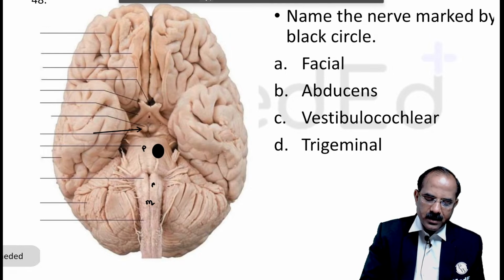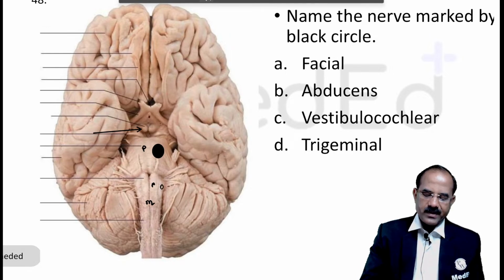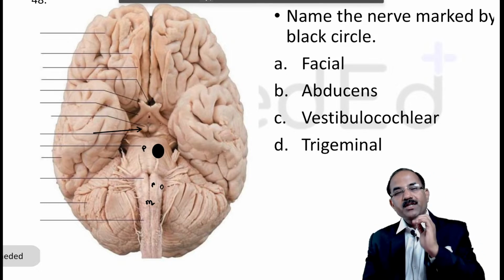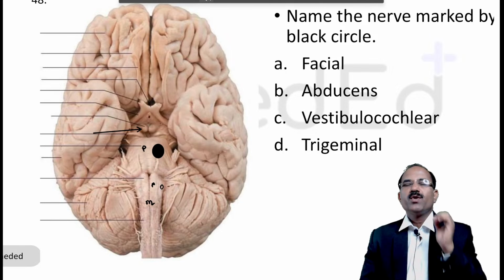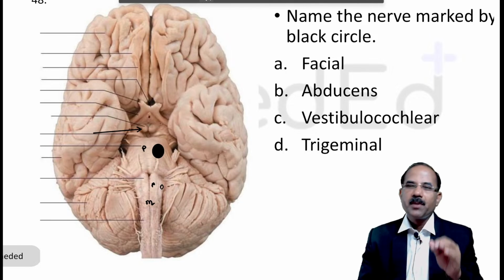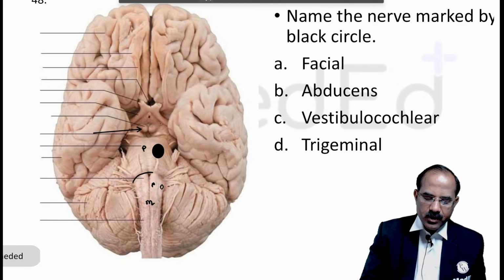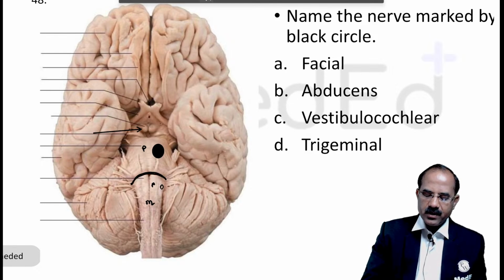This is the pyramids. This is the olives in the medulla. The first elevation is the pyramid. Next to the pyramids, what do you get? Olives. And next to the olives is the inferior cerebellar peduncle. What is this junction known as? This junction is known as the pontomedullary junction.